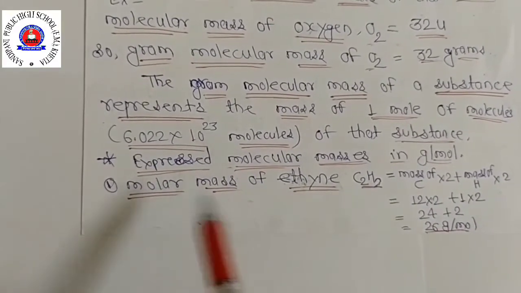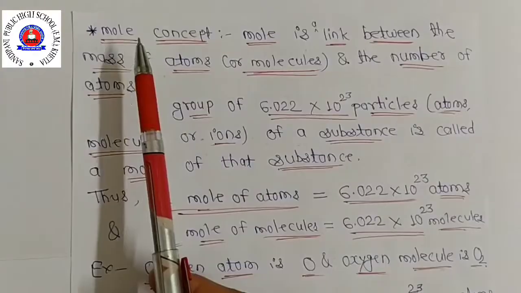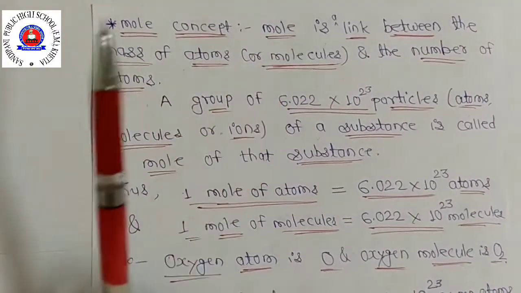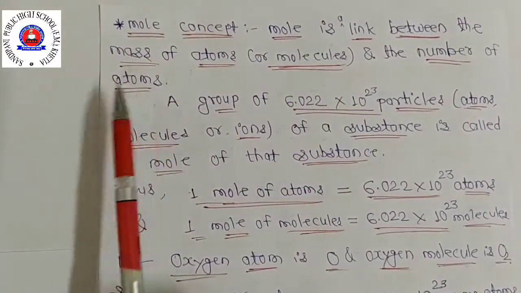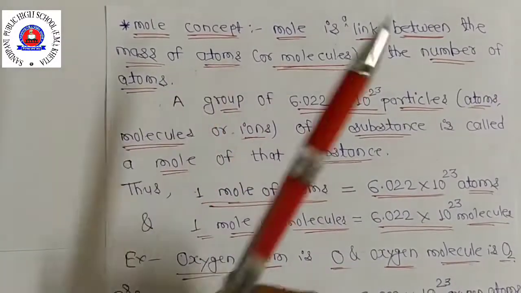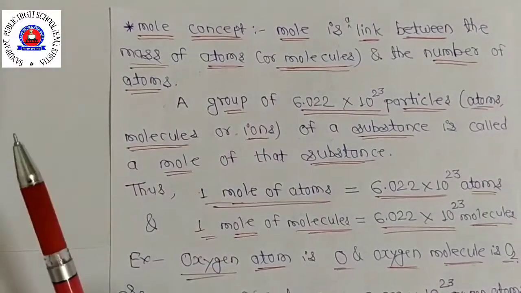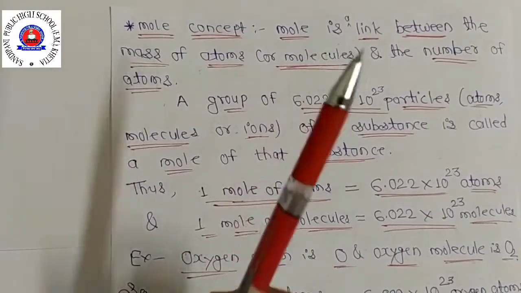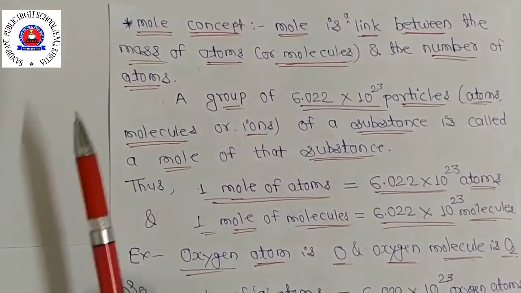Clear this one? This way we obtain the molar mass of a particular substance. Next topic is mole concept. In chemistry, scientists link the mass of an element or a compound to the number of atoms or molecules present in them. Scientists count atoms and molecules by weighing them. It has been found by experiment that if we weigh an element equal to its atomic mass in grams, then it contains 6.022 multiplied by 10 raised to power 23 atoms of the element.